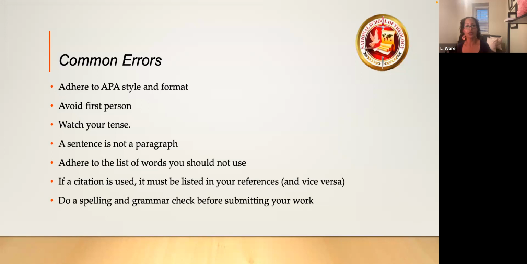So always make sure you adhere to APA style and format. Avoid first person. I know this is a habit because you'll do really well on one paragraph and then in another paragraph I see we, us, our. Avoid that. Try to make your statements general. I sent an email out a couple of weeks ago with some examples. If you would like, I will send more.